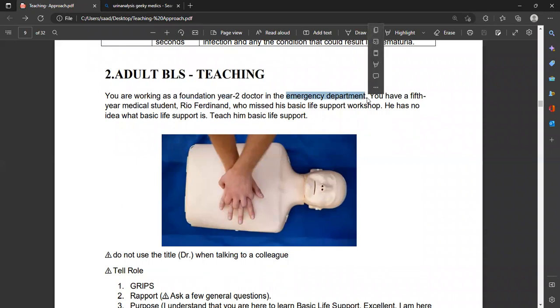In the emergency department, you have a 5th year medical student to whom you are going to speak. They usually come for a month for rotations, so it doesn't matter. The name is Rio, so always call him by his first name. He has no idea about basic life support. Your task is to teach him the basic life support.